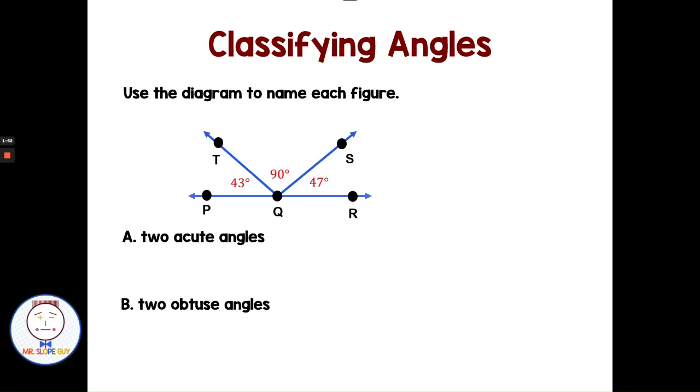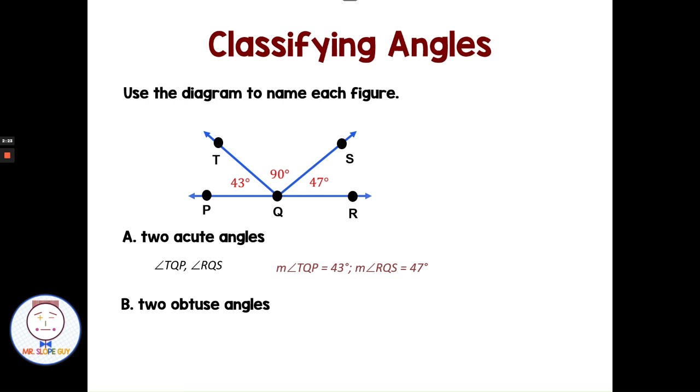So classifying angles, we can use a diagram to name each figure. In this case, we're looking for part A. We want to look for two acute angles. And we remember from years past, acute angles are the ones less than 90. So I see a couple up here that are less than 90. TQP or PQT is 43 degrees. That is less than 90. Or SQR, RQS is 47. Both cases are less than 90, making those acute angles.